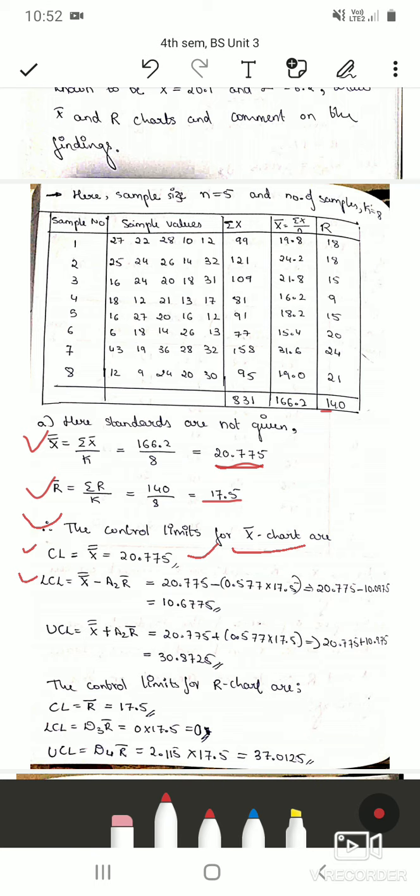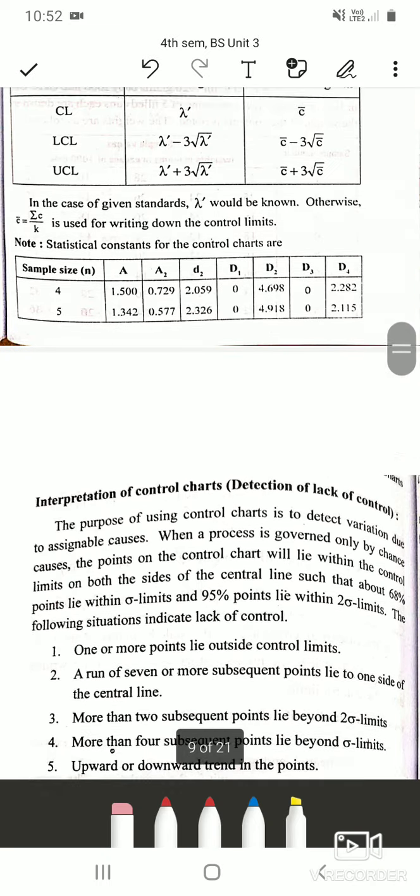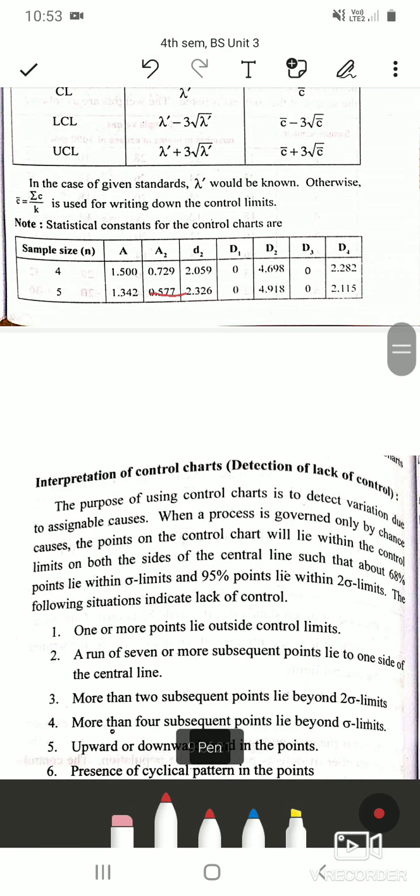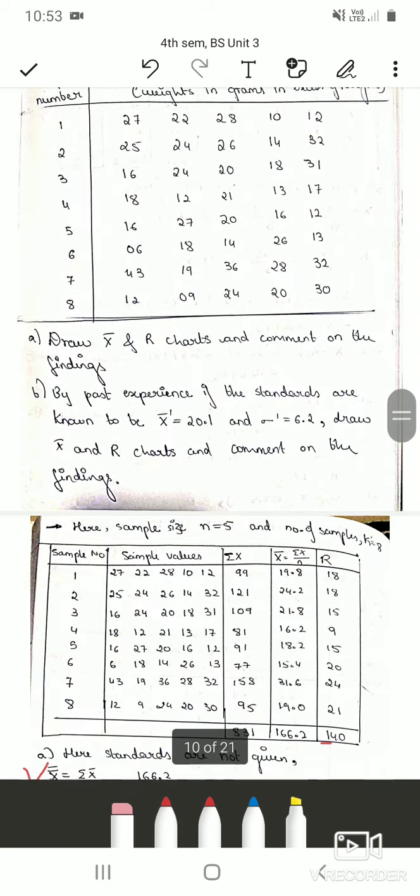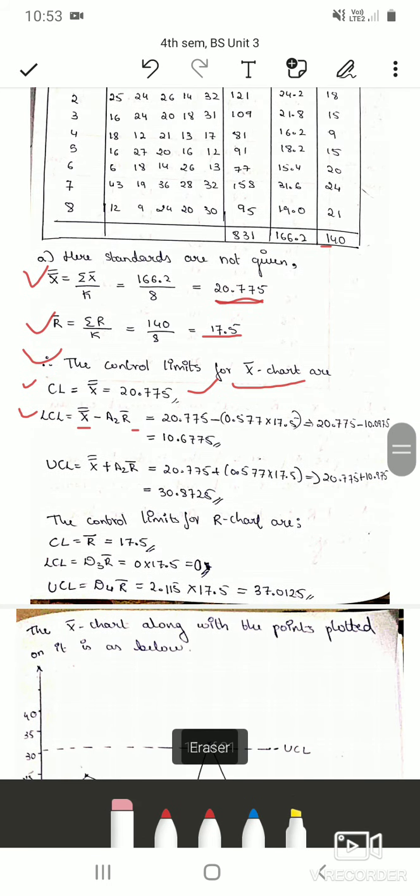What is the lower control limit? It is x double bar minus A2 into r bar. We have these values, but we don't know what A2 is, which is in the table. So go to the table and check A2 for the sample size. In this case it is 5, therefore A2 is 0.577. So substitute it: 20.775 minus 0.577 into 17.5 turns out to be 10.6775. So this is your lower control limit.